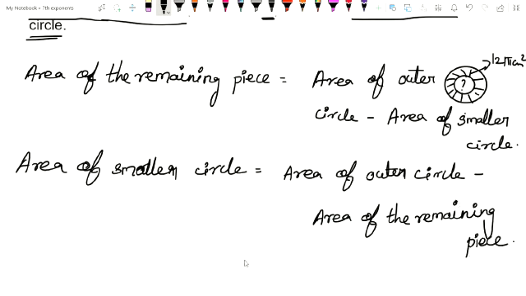So the area of the outer circle, it means the bigger circle. What is the area given? 202 pi centimeter square, minus the area of the remaining piece, 121 pi centimeter square.